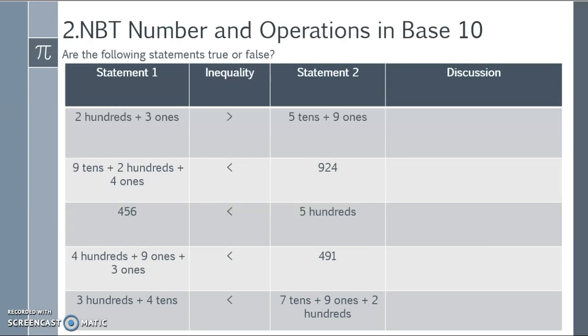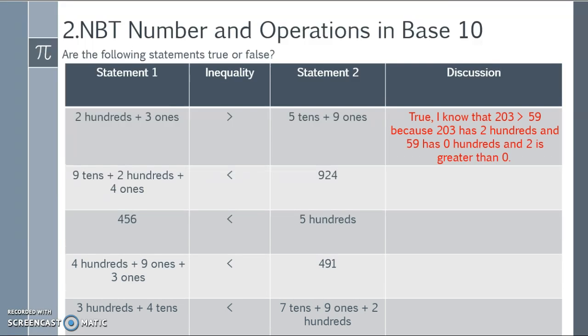Are the following statements true or false? So I have an inequality in the middle, two different statements, and then we'll discuss whether or not they're true or false. So is 2 hundreds plus 3 ones greater than 5 tens plus 9 ones? True. I know that 203 is greater than 59 because 203 has 2 hundreds and 59 has 0 hundreds, and 2 is greater than 0.